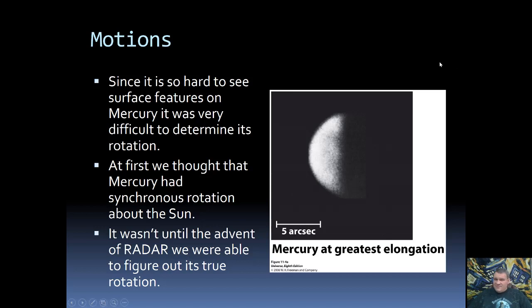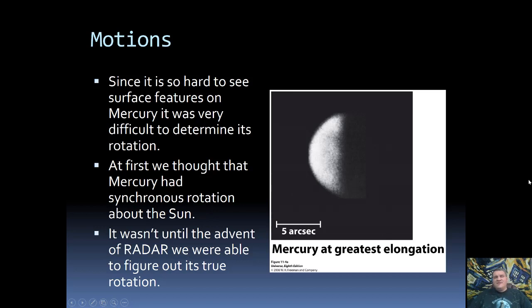Okay, so in this picture, this is what we can kind of see of Mercury's surface. And you can't really get much detail. Without actually seeing detail, without seeing craters or other features, then we couldn't figure out how fast Mercury was actually rotating. Okay, so at first, when people were considering Mercury, realizing how close it was to the sun, they figured that it probably had synchronous rotation. Okay, maybe Mercury actually had synchronous rotation.